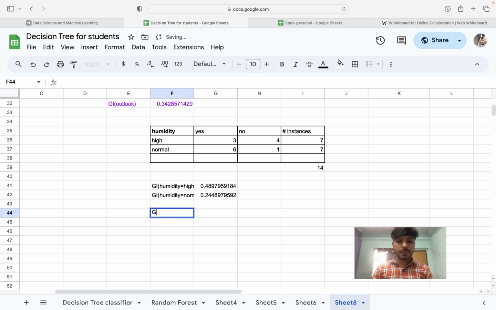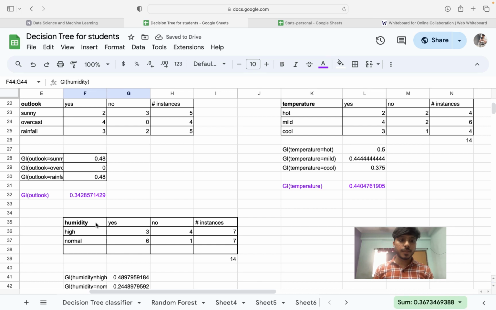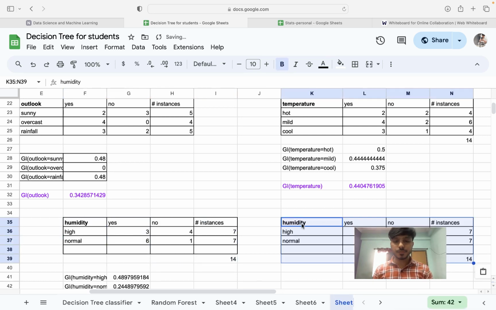Now weighted Gini impurity for the entire column, humidity. So it equals 7 by 14 into this plus 7 by 14 into this one. That's my Gini impurity for the humidity column. So let me color this again. Okay, similarly I'm gonna do the same thing for the wind column. So instead of humidity, wind.